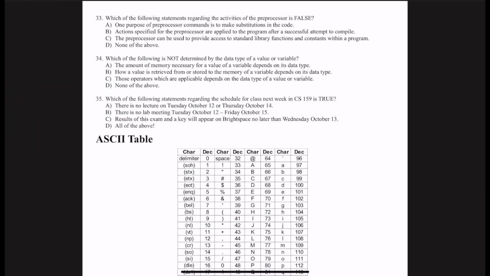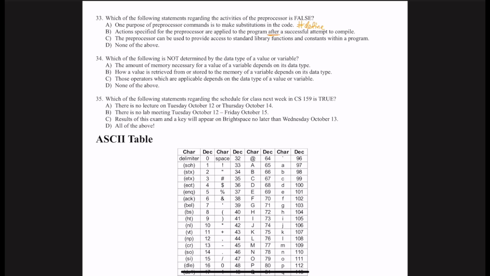Question 33. Which of the following statements regarding the activities of the preprocessor is false? A. One purpose of the preprocessor commands is to make substitution in the code. Well, think of your hash define. That's part of your preprocessor directives. That's going to be true. B. Actions specified for the preprocessor are applied to the program after a successful attempt to compile. Well, remember that this is a preprocessor, so things you do first. So this is going to be false. It needs to happen before compilation.